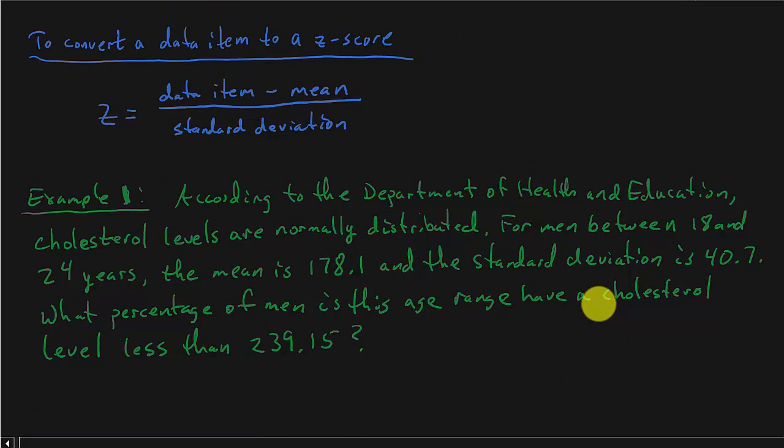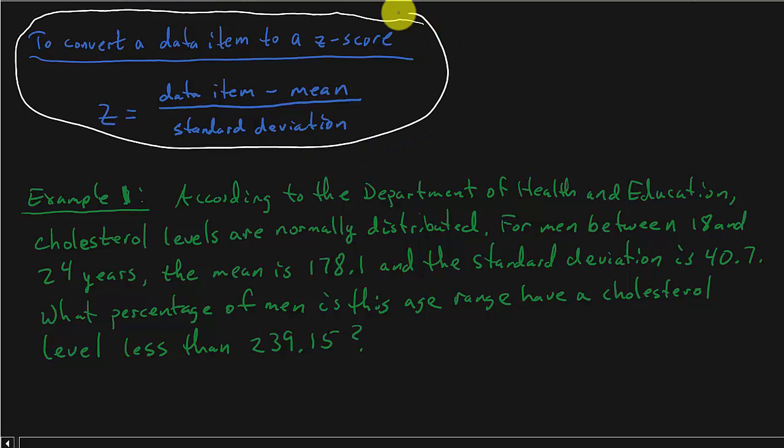All right, so if you recall from last time, we've got this property right here. To convert a data item to a z-score, the z-score is the data item minus the mean divided by the standard deviation. Okay, we've got 3 examples to work.